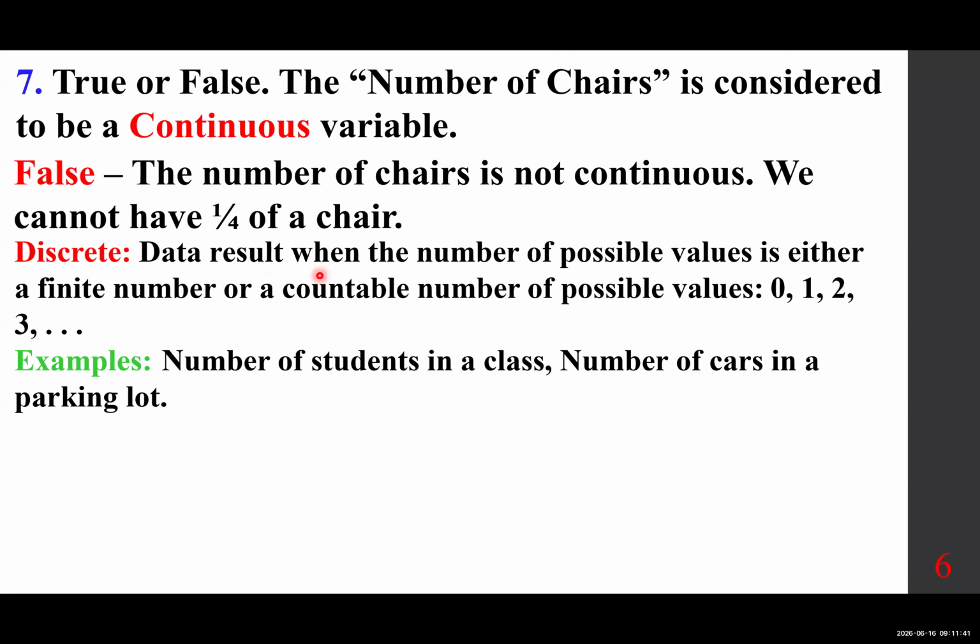Data result when the number of possible values is either a finite number or a countable number of possible values: 0, 1, 2, 3, etc. Examples: number of students in a class, number of cars in a parking lot, and so on.